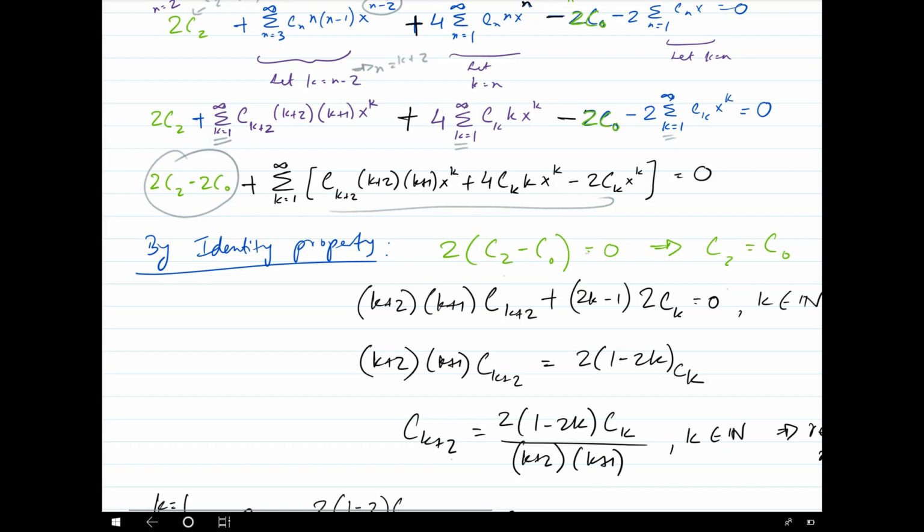let me zoom out, which is a recursion relation here. So what this is telling you is I can always get information when I put k equals something, then I get the next one. When I put k equals 1, I'll get C3, and so on.